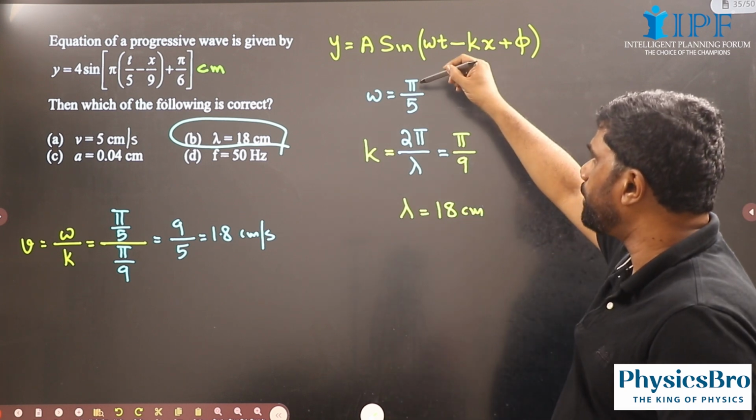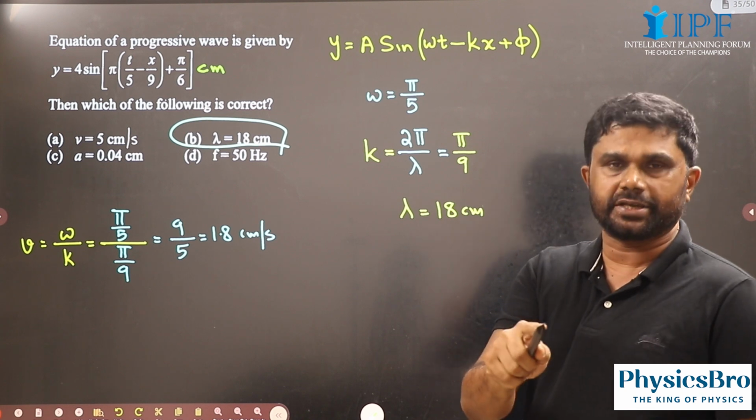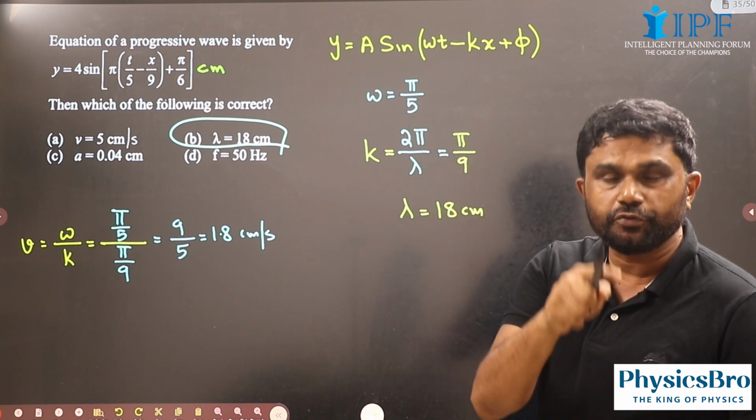See this one, frequency. Omega is pi by 5, and frequency will be omega by 2 pi. So when you divide this pi by 5 with the 2 pi, you will get 1 by 10.